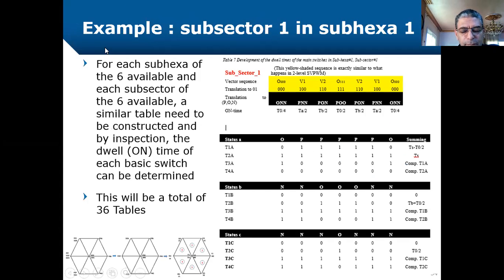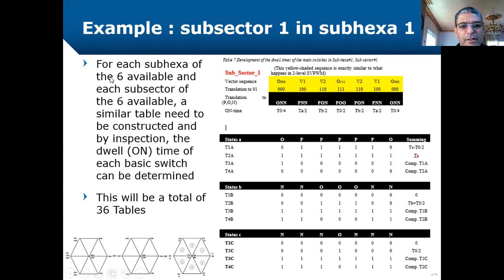We will take an example, subsector 1 in subhexa 1. How do we know that we are in subhexa 1, in subsector 1? This is according to the small vector alpha and beta. We use it to discriminate the sector number exactly as we used to do in the two-level case. How do we know that we are in subhexa 1? It is described earlier in one of the slides before we reach this slide.